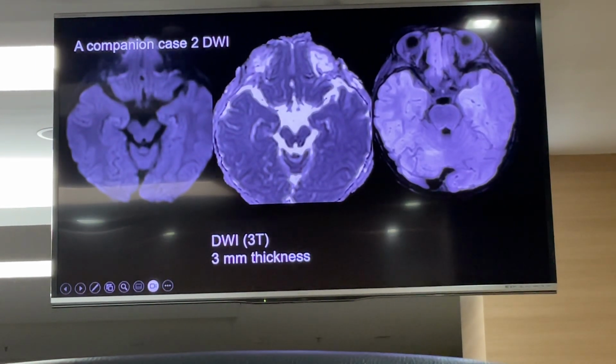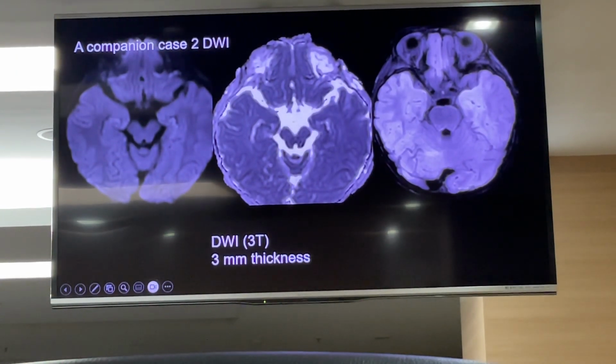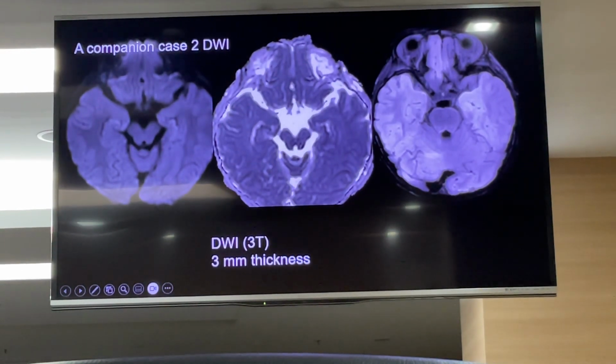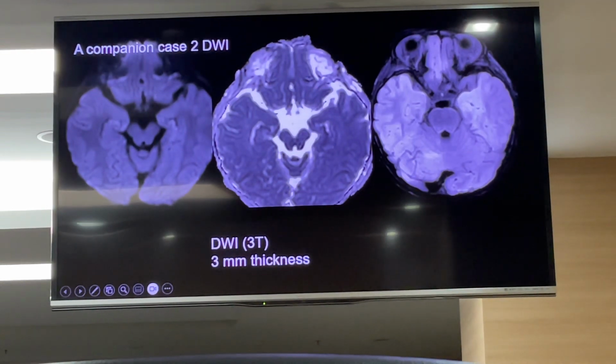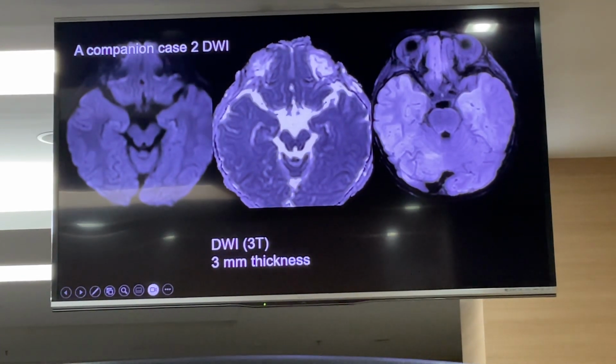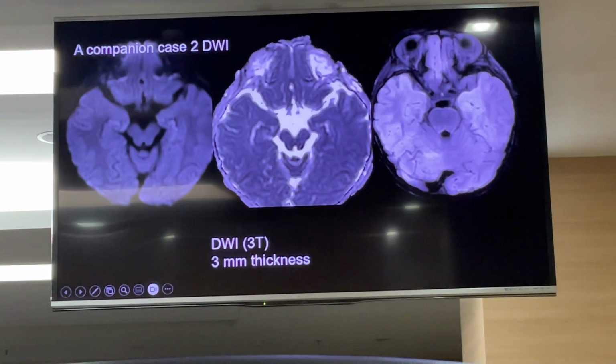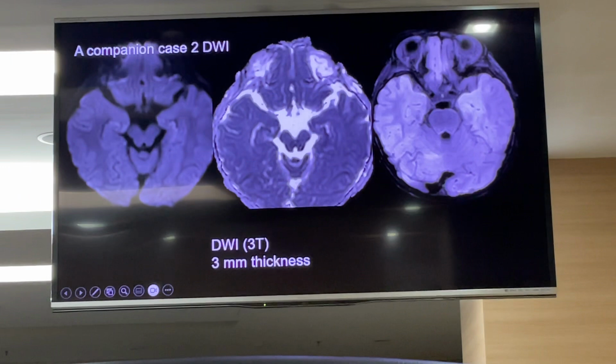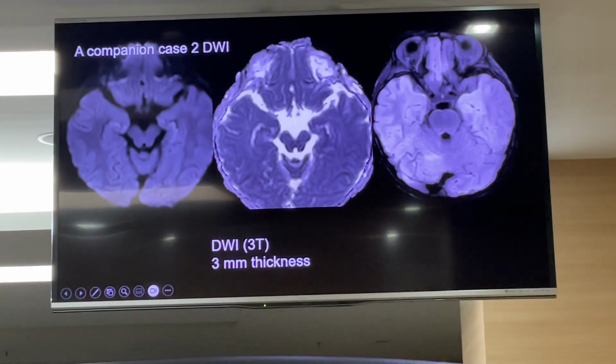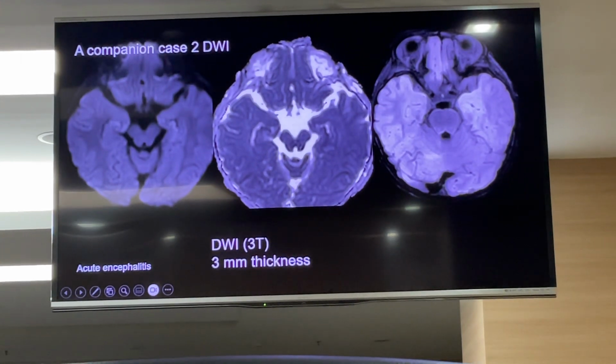So this is another case. The patient was sent to the hospital with fever and seizure, to rule out encephalitis. You can see restricted diffusion at the hippocampus. One day before, the patient had been scanned with 1.5T, but you cannot see the lesion. So a higher field magnet may be better for evaluating this kind of lesion. This is a thin slice, 3 millimeter thickness, acute encephalitis.